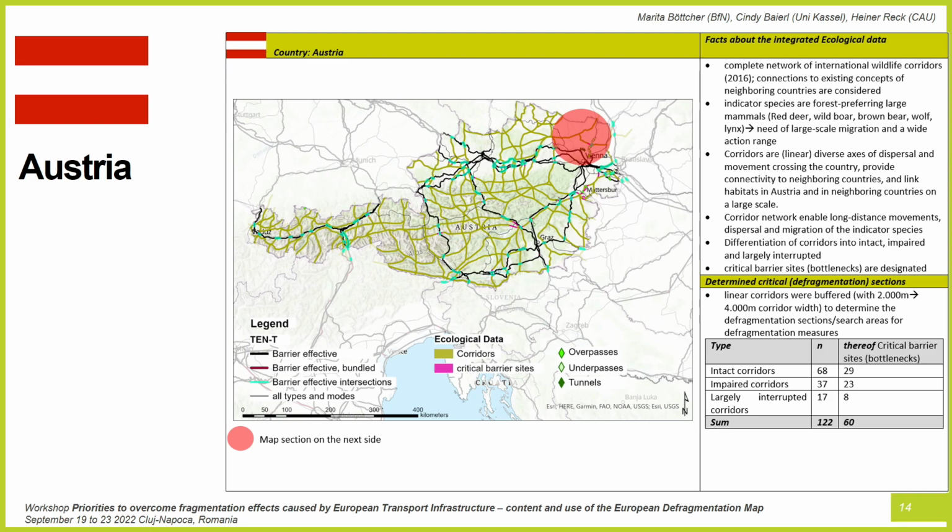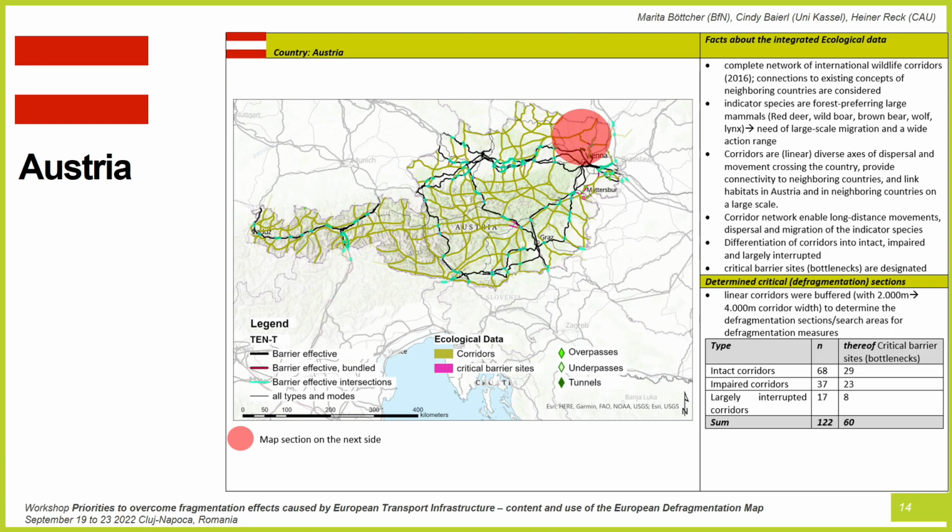Austria also defined critical barrier sites where there are bottlenecks in the network, and they have a differentiation in the corridors. There are intact corridors, impaired corridors, and largely interrupted corridors. In the overlay with the TEN-T, we have in a sum 122 intersections, and thereof 60 critical barrier sites which are already identified.